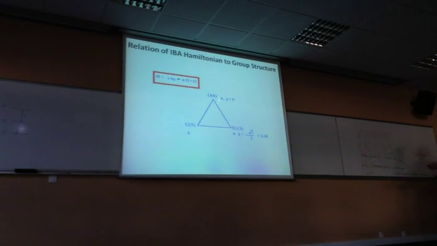Okay, so now I want to relate this IBA Hamiltonian to the group structure and to the symmetry triangle. What's the time? Oh, good. We're going to finish early, I think. Okay.